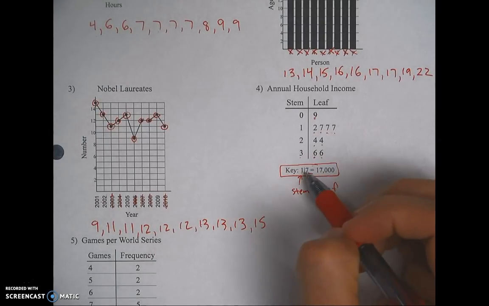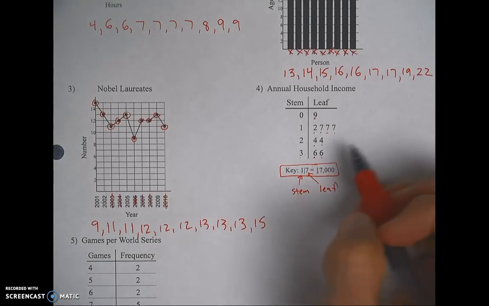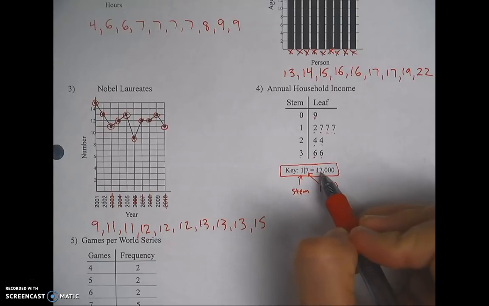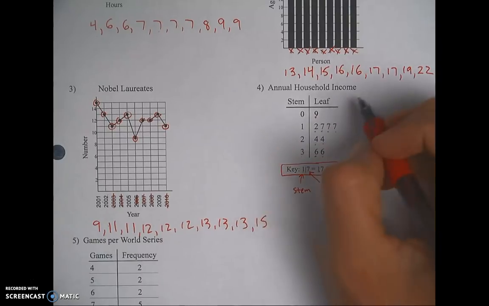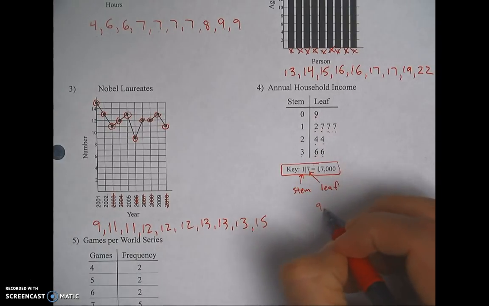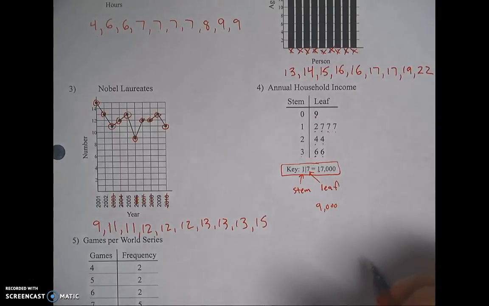So if I have a 0, that means there's a 0 in this spot. So instead of 17,000, if there was a 0 here, it'd be 7,000. In this case, if this was a 1, it'd be 19,000. It's a 0, so this is 9,000. Okay, so this first number is 9,000.